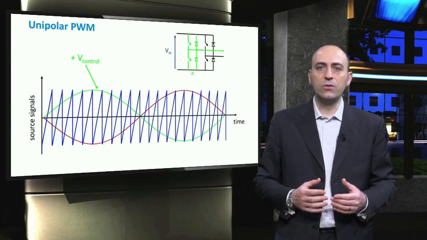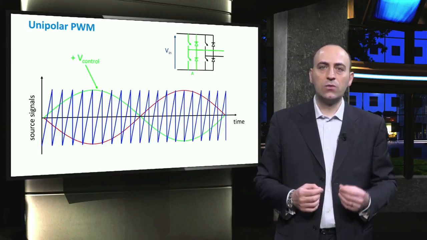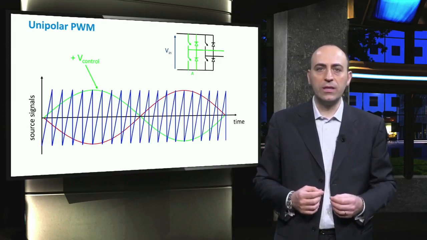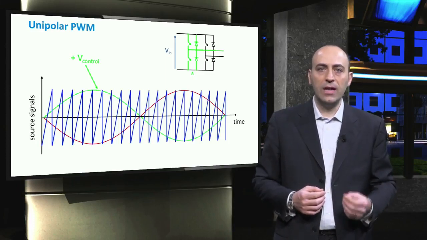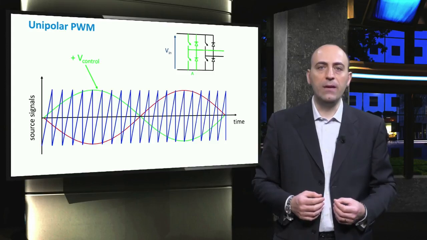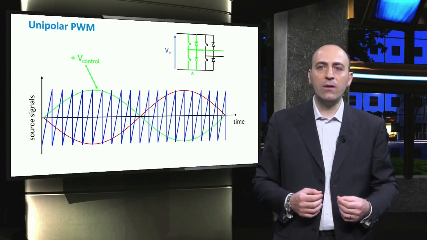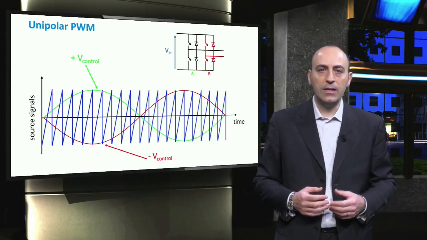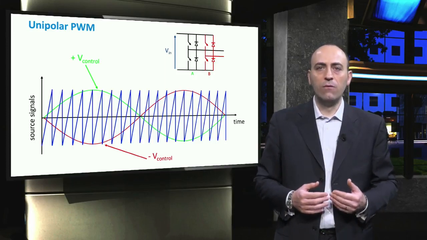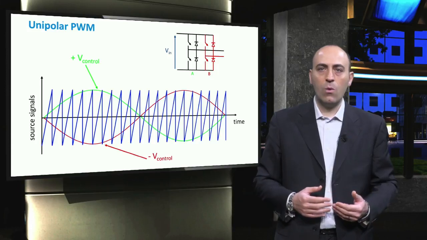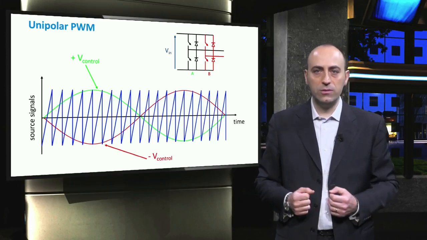The first leg, usually called the leg A, is controlled by comparing the sawtooth signal with a plus V control signal. On the other hand, the second leg, called B, is controlled with a minus V control signal. In leg A, when V control is higher than V sawtooth, the voltage equals the input voltage, while in the other case the voltage is 0.